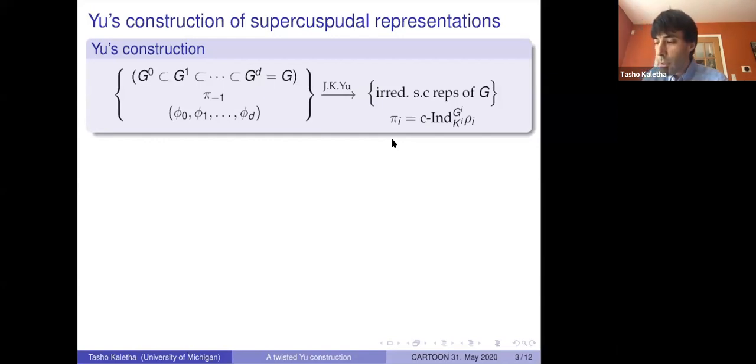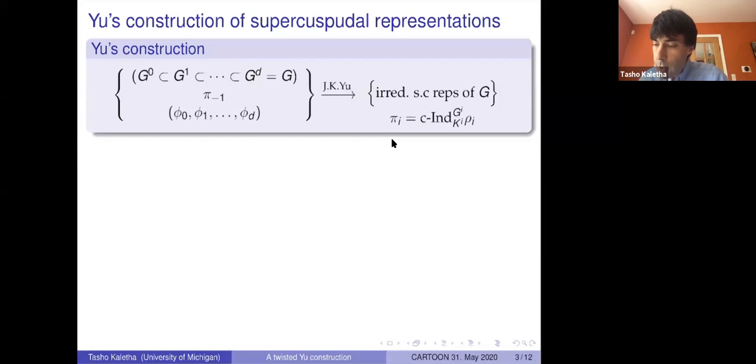All I'm going to say for now is that what the construction actually produces is a subgroup K sub I, an open subgroup of GI, compact modulo center, as well as an irreducible representation rho I, which is then compactly induced to produce the representation pi I.